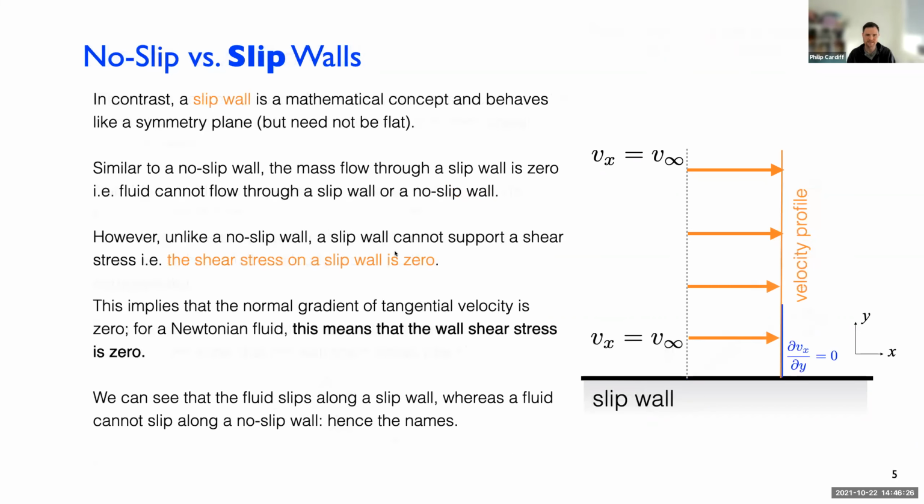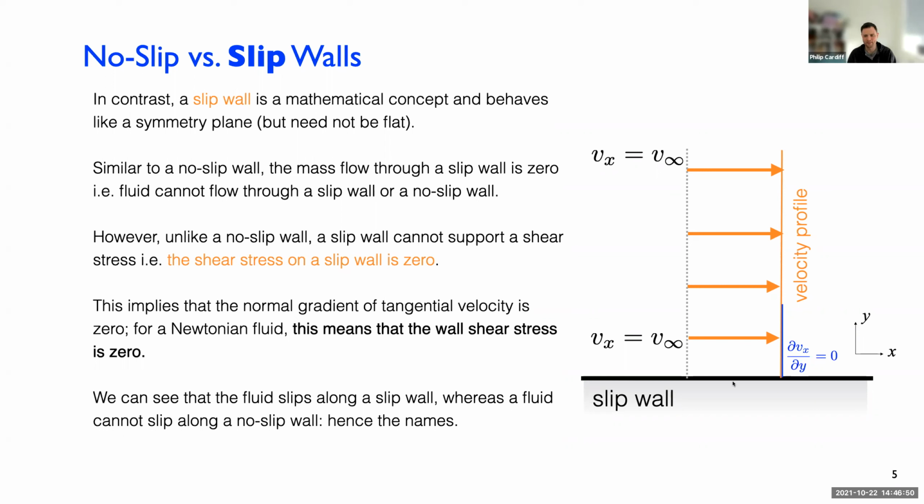In contrast, a slip wall is just a mathematical concept. There's no such real thing as a slip wall in practice. It's basically like a symmetry plane. It doesn't need to be flat though, it could be curved. But like a symmetry plane, you can't have flow across it, and it won't slow down the flow like a true wall or a no-slip wall.